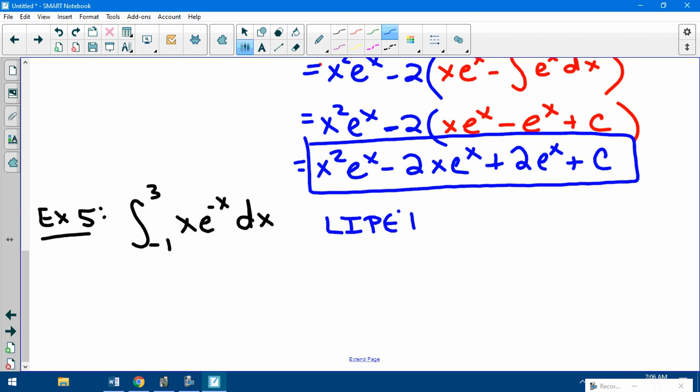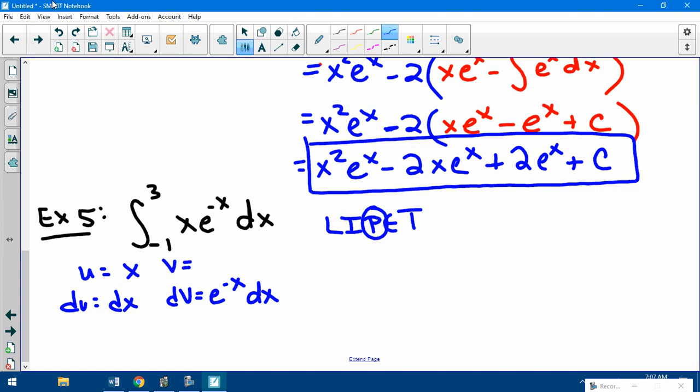What do you think you want to let u equal? No logs, no inverse trig. There is a polynomial again because x is a polynomial. That means dv is e to the negative x dx. What's du going to be? 1 dx.